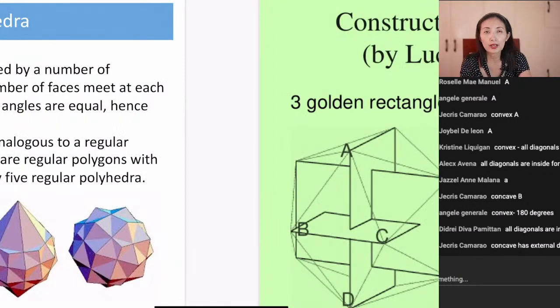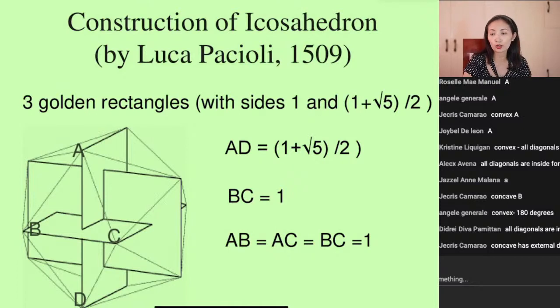Next, polyhedron. So, construction of an icosahedron by Luca Pacioli in 1509. It consists of three golden rectangles. Can you identify the three rectangles here? He made use of three intersecting rectangles. Can you see that in the figure? This is the first rectangle. I may label it as R1. So, this construction by Luca Pacioli in 1509 made use of three golden rectangles.